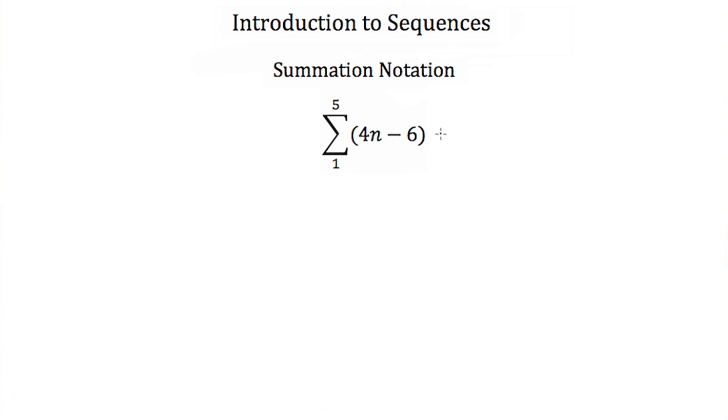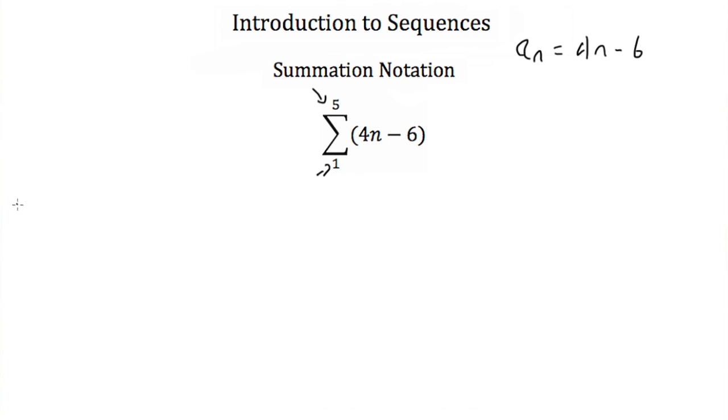So here we have a series, or the summation of a sequence. This is our explicit formula. Our nth term is always equal to 4n minus 6. What we want is to find all the terms between 1 and 5 for this sequence and add them together. So basically, we're going to plug in every positive integer between 1 and 5 into this formula, and then we're going to add all of those values together.